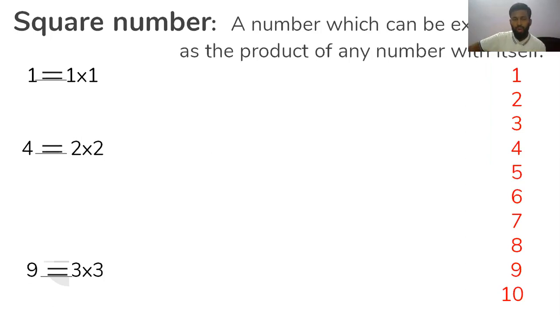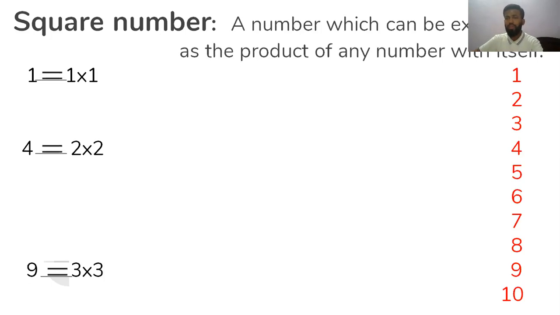So if I take 1, I can write 1 as 1 multiplied by itself, meaning 1 by 1. The second number is 4. If I want to write 4 as the product of a number multiplied by itself, I can write it as 2 multiplied by 2. Similarly, 9 can be written as 3 multiplied by 3.